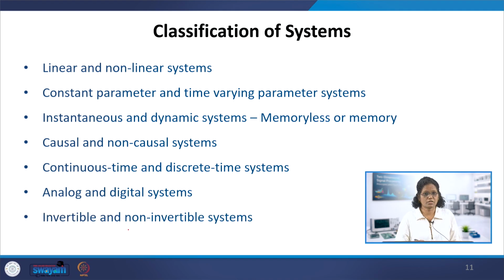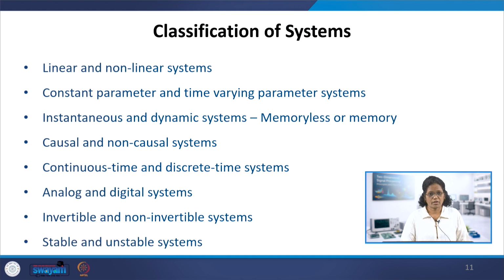Some of the systems are invertible and non-invertible systems as well. In this case, the question is whether the system has an inverse or not. We will see examples of invertible and non-invertible systems as well. Finally, we can also classify a system as stable or unstable. We want the system to be stable in case of processing. For processing signals, it needs to be stable.